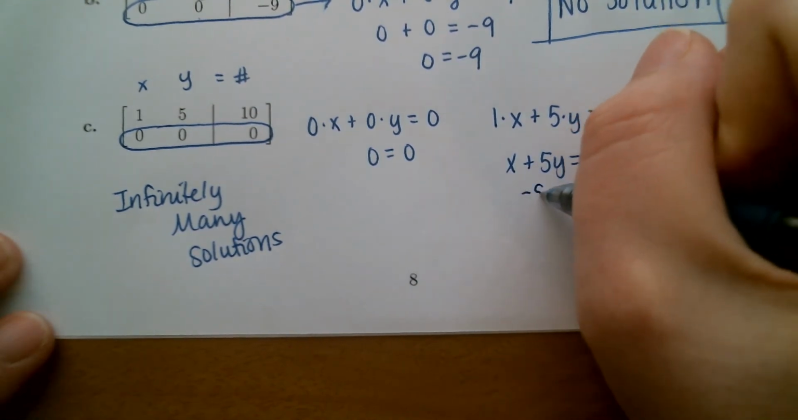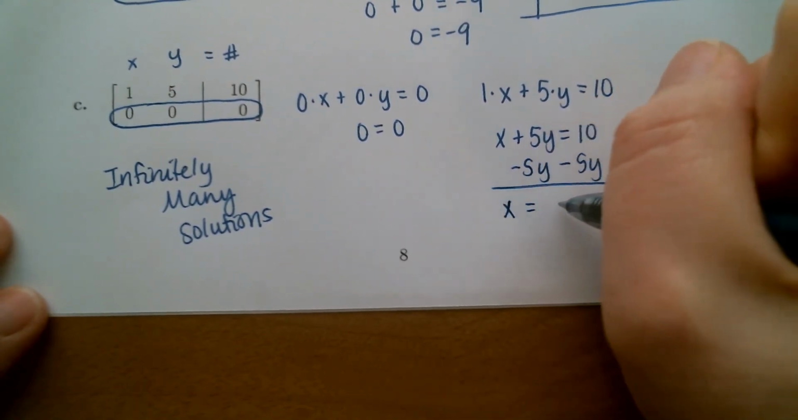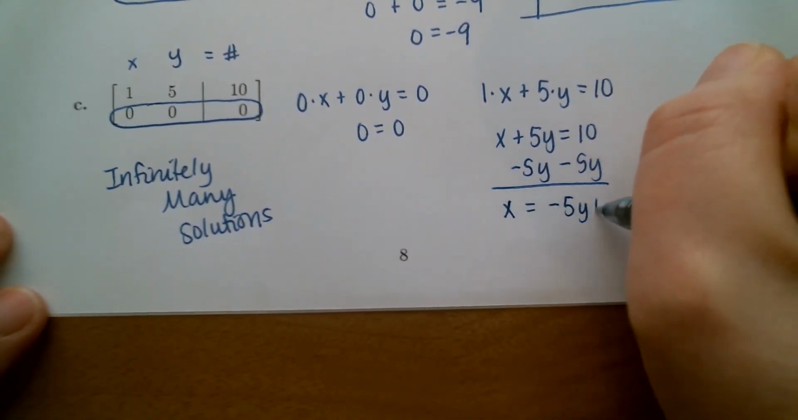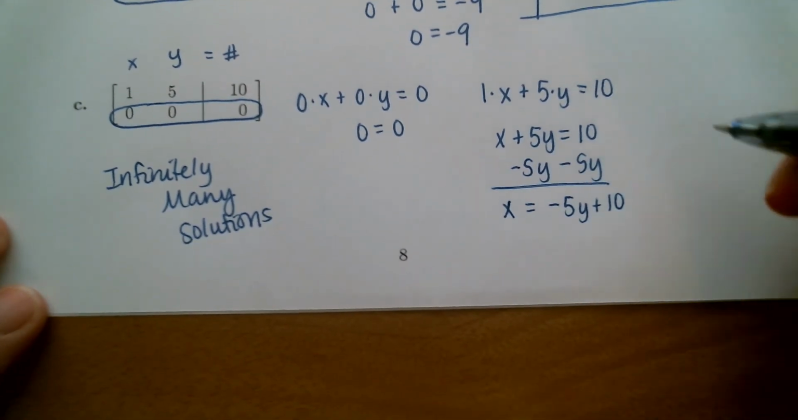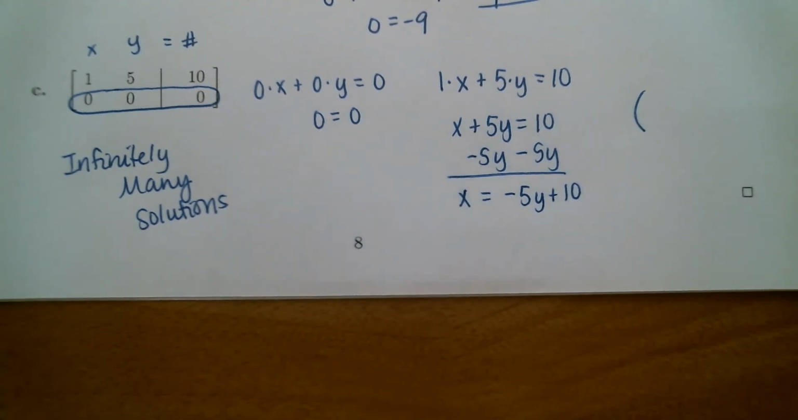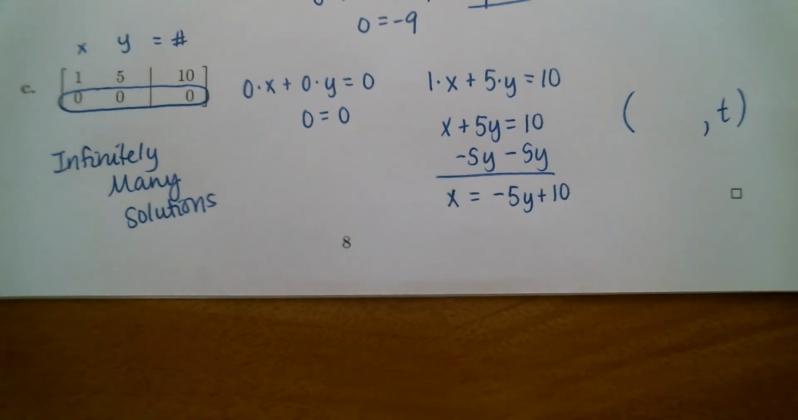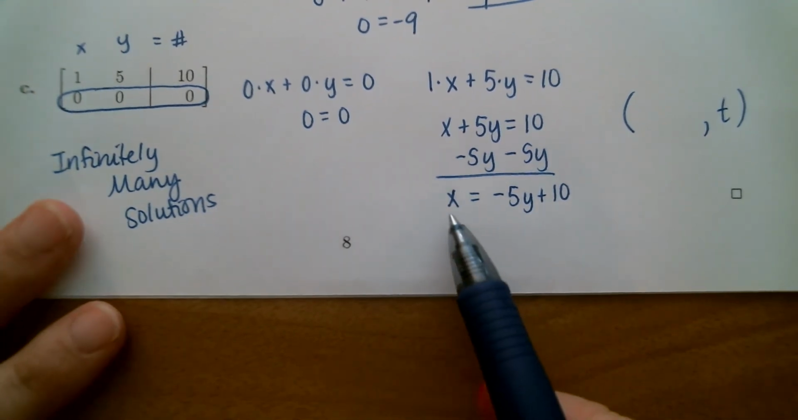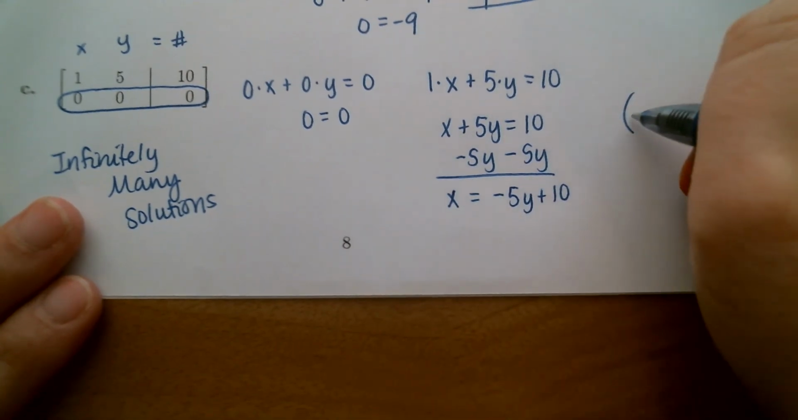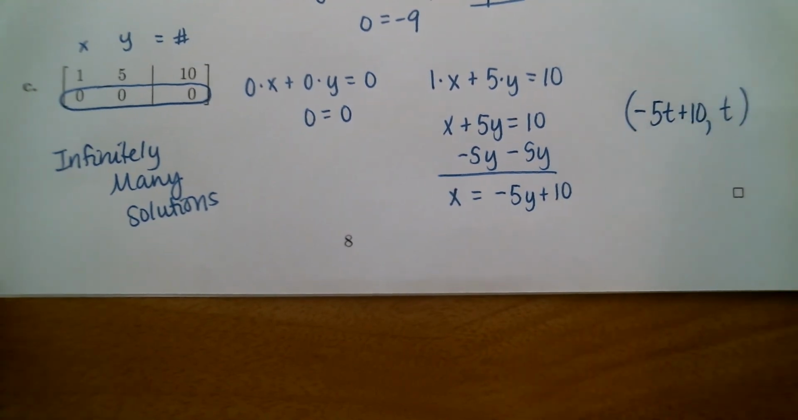I'm going to move the 5y over and get that x equals negative 5y plus 10. Now I can write down my parameterization. Based on this equation, which variable am I in charge of? I'm in charge of the y. So my y value is going to be the t value. And then if y is t, then x is going to be negative 5 times y, so negative 5 times t plus 10. That is your parameterization.